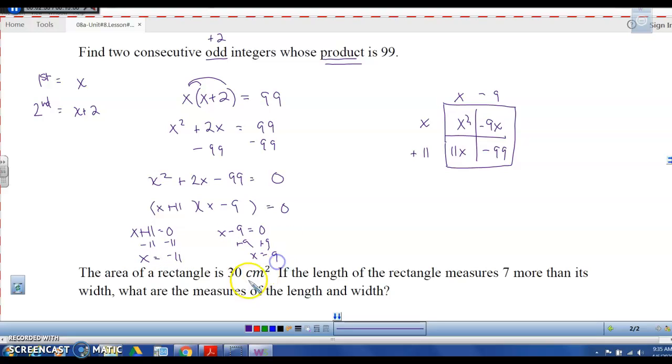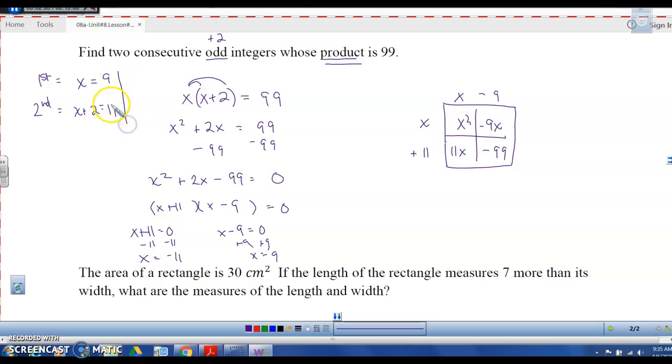Okay, so I actually have 2 answers here. Now, when I have the 2 answers, does this say it has to be positive or it has to be negative? No, it doesn't. So I actually have 2 answers here. So say x is 9. What does that make the second integer? Well, it would be 9 plus 2, which is 11.